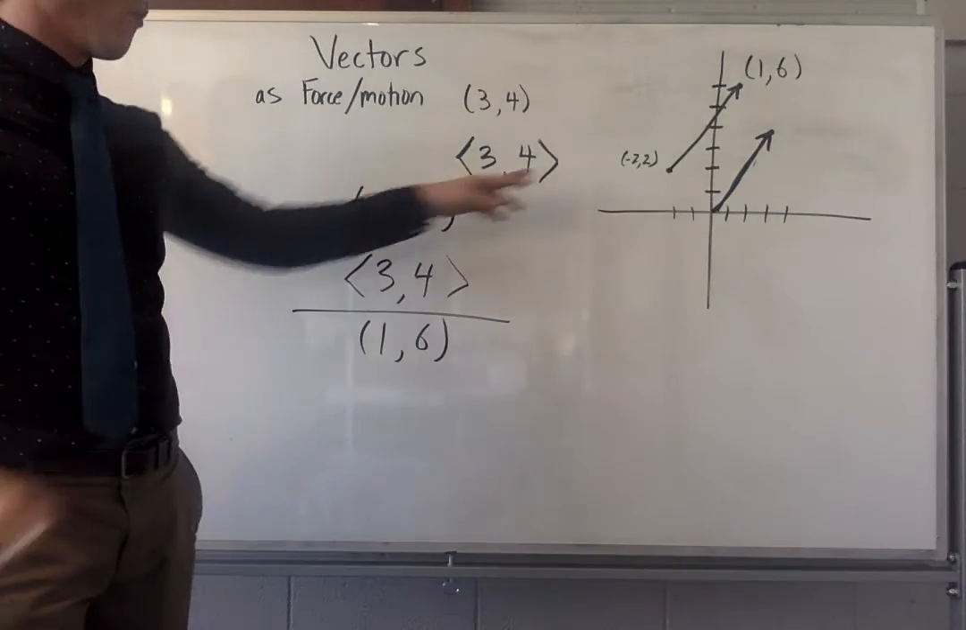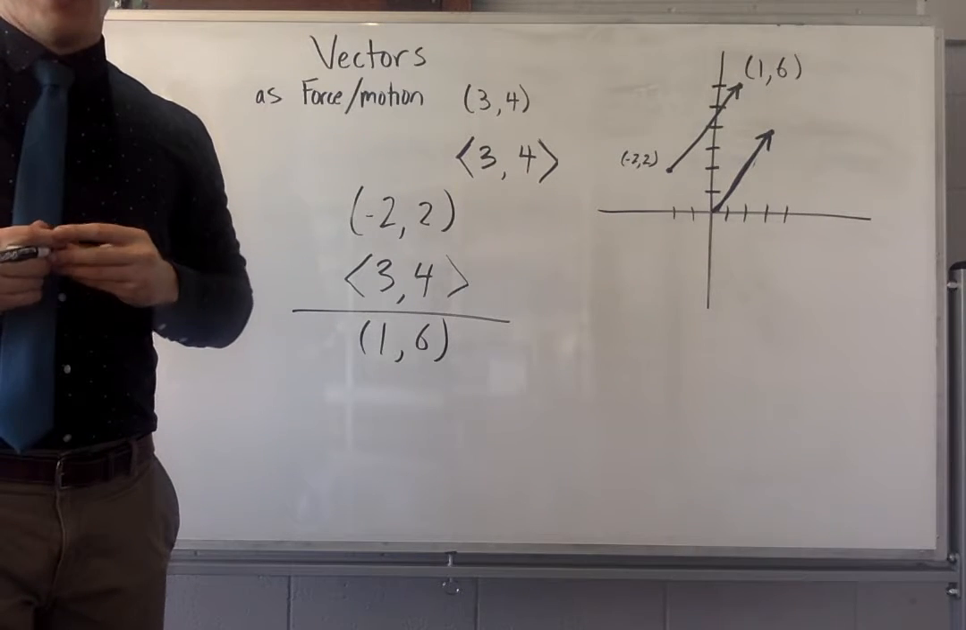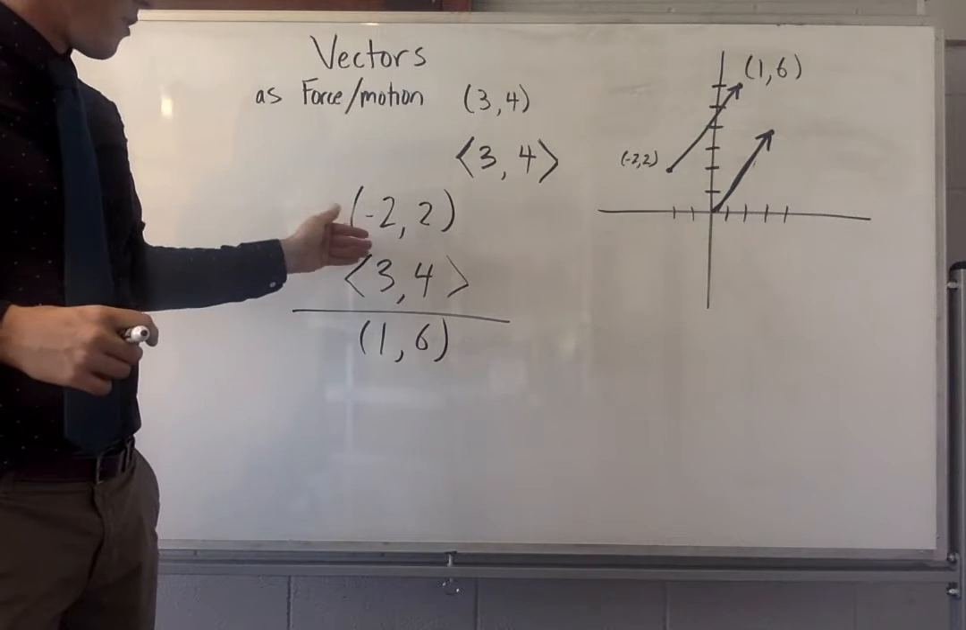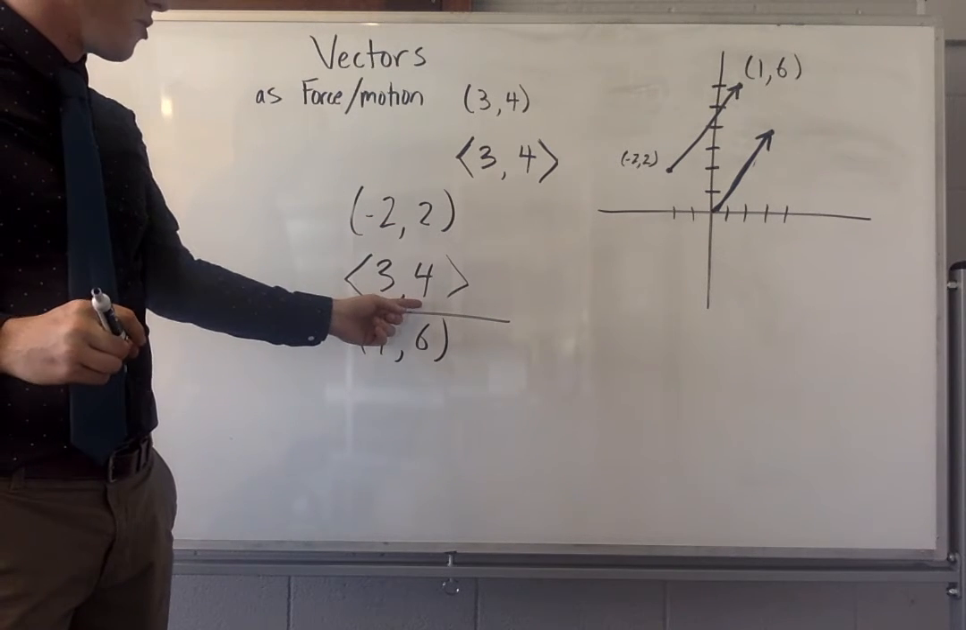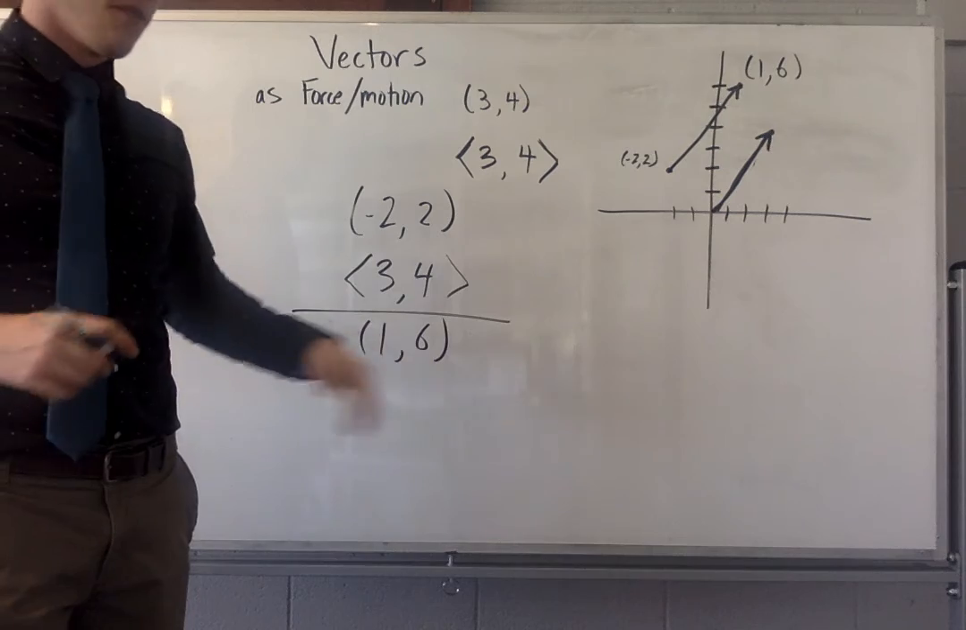And so finding out where you would end up using a vector is as simple as adding the x-coordinate to the motion along the x-axis and adding the y-coordinate to the motion along the y-axis to get your final x-coordinate and your final y-coordinate.